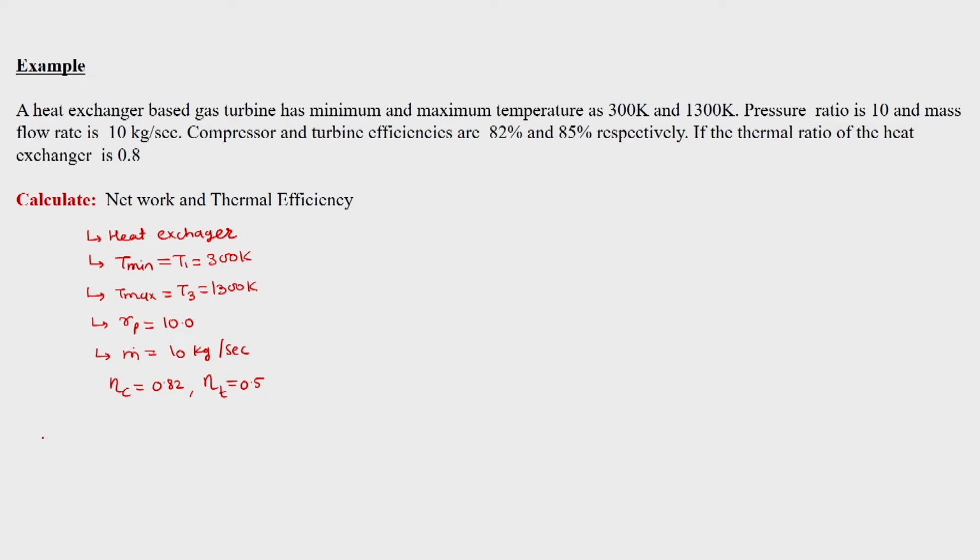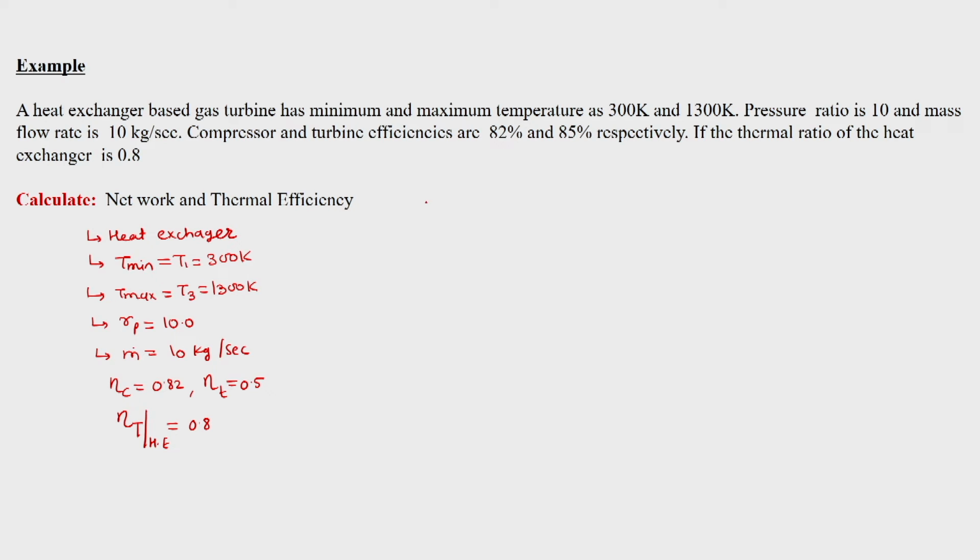But there is one more thing extra given, that thermal ratio is 0.8. I will denote it as capital T for heat exchanger, and that is told as 0.8. So, this is a new example for us, where now we are having 3 components, which are a compressor, a turbine, and a heat exchanger, and all are non-ideal.